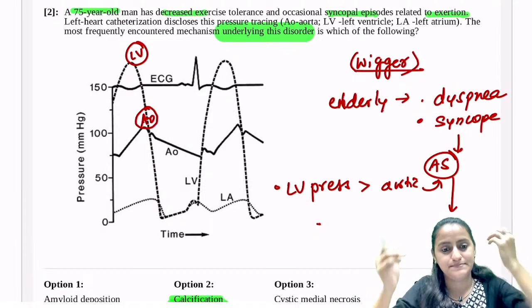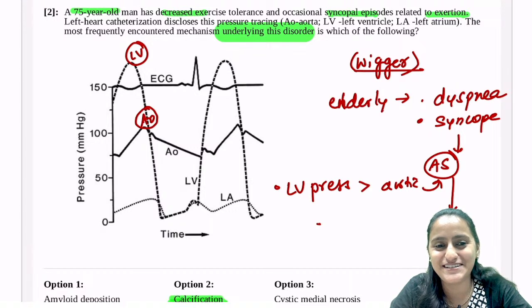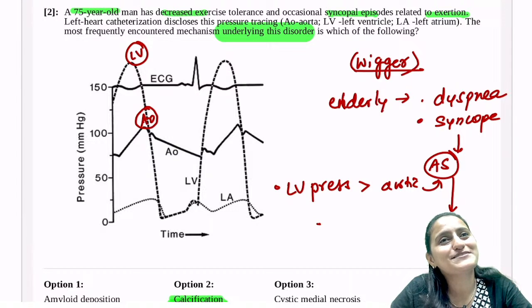Yes. Is it systolic or diastolic? Panimalar, it is not diastolic.